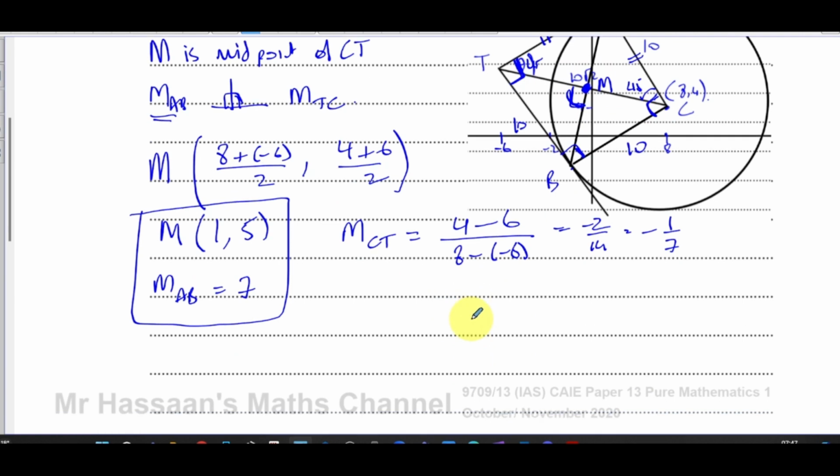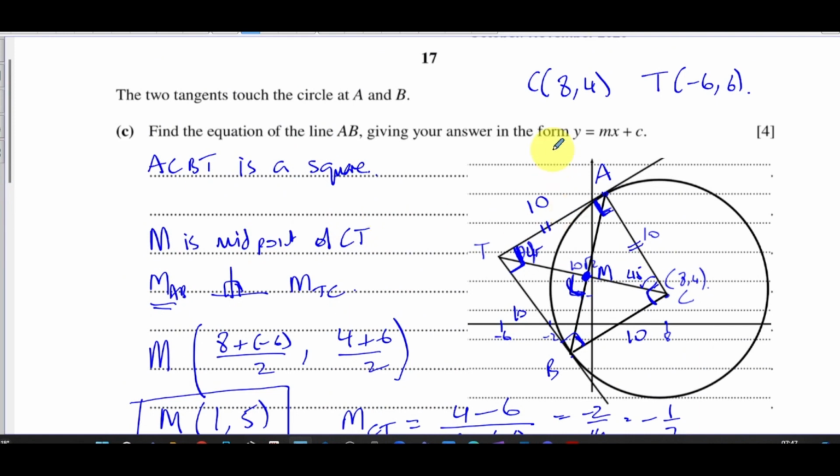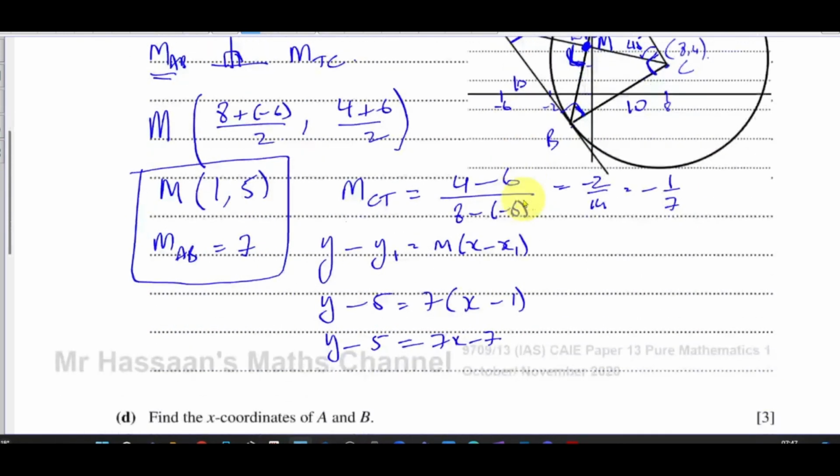So I can use now my equation of a straight line, y minus y1 equals m times x minus x1. So y minus 5 equals 7 times x minus 1. So I've got y minus 5 equals 7x minus 7. Now they did ask us to write it in the form y equals mx plus c. So in the end, you have to write y equals 7x. You've got to add 5 to both sides. So it's going to be minus 2.